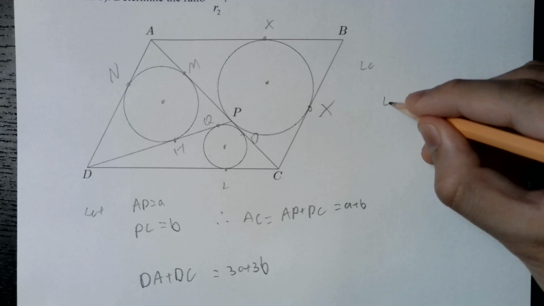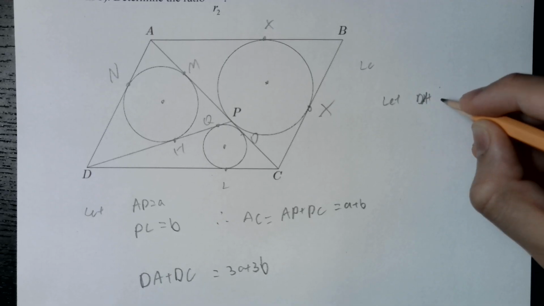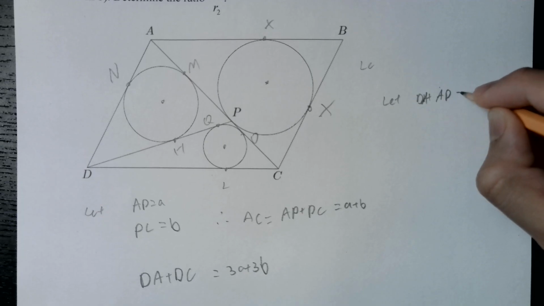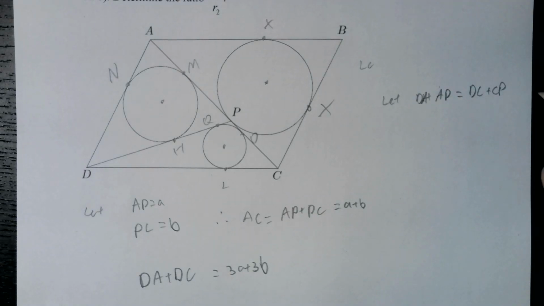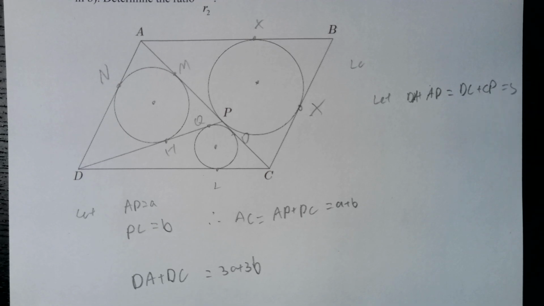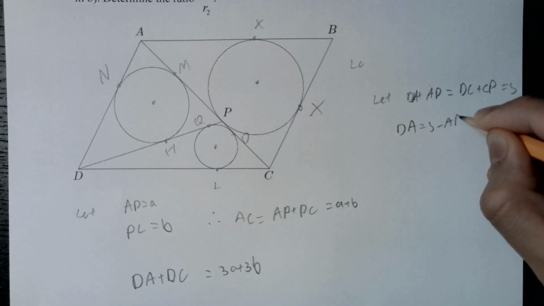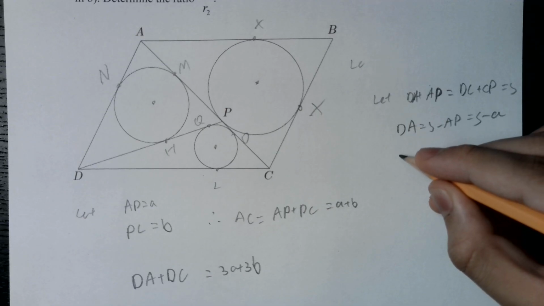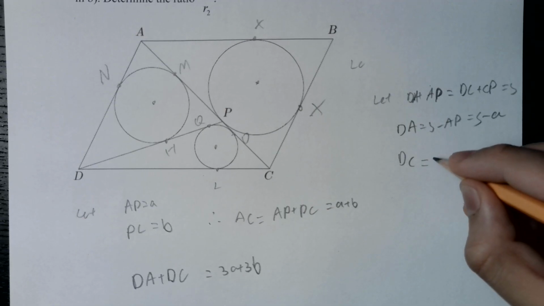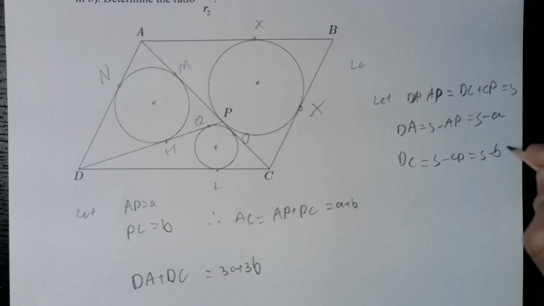Let's let DA plus AP, so it's going back to the first part of the problem, be equal to DC plus CP. We already know this actually. And let's say this is going to be equal to S. Now we're using S as a placeholder variable here, so we can see here that DA is going to be equal to S minus AP, or S minus A, and that DC similarly is going to be equal to S minus CP, or PC, and it's going to be equal to S minus B.